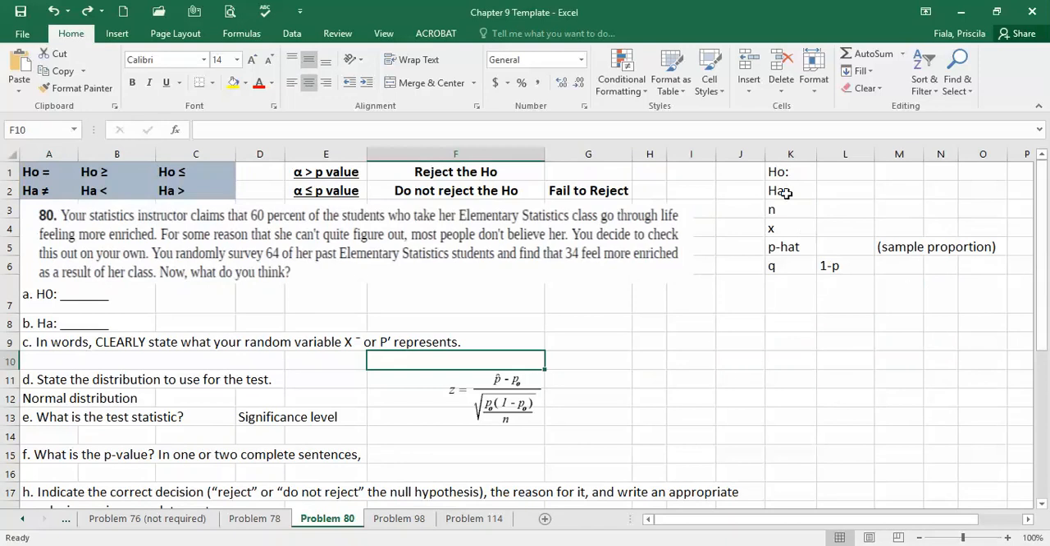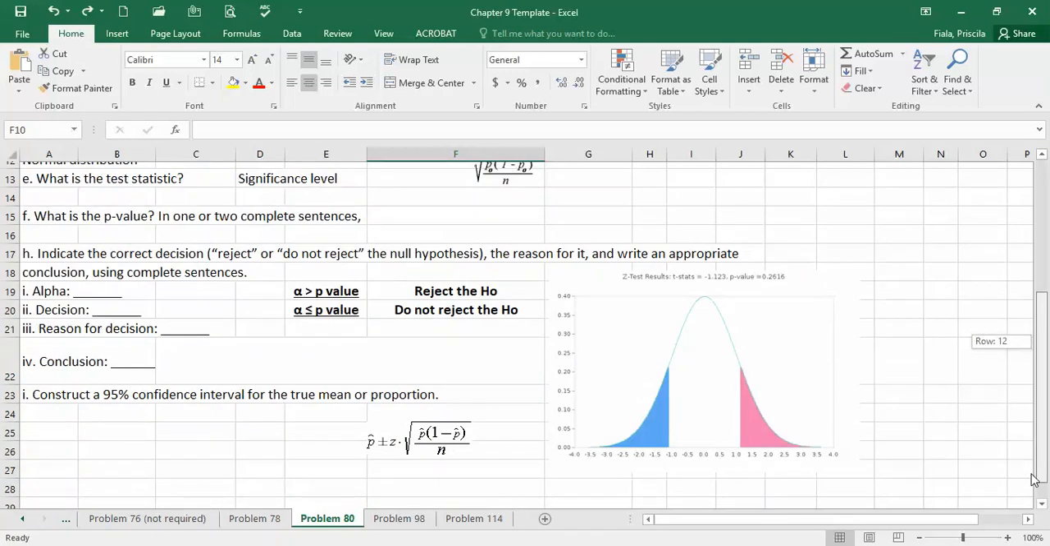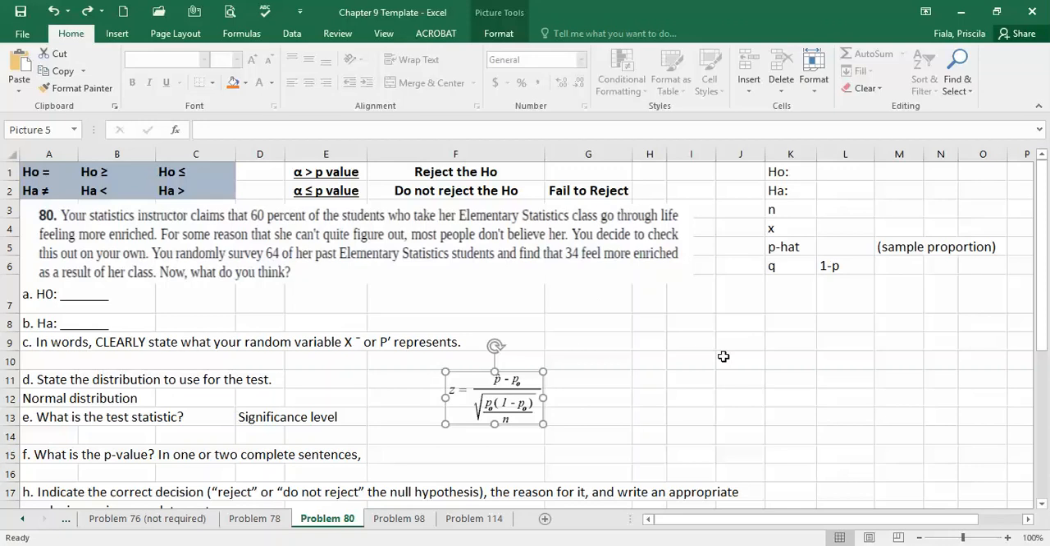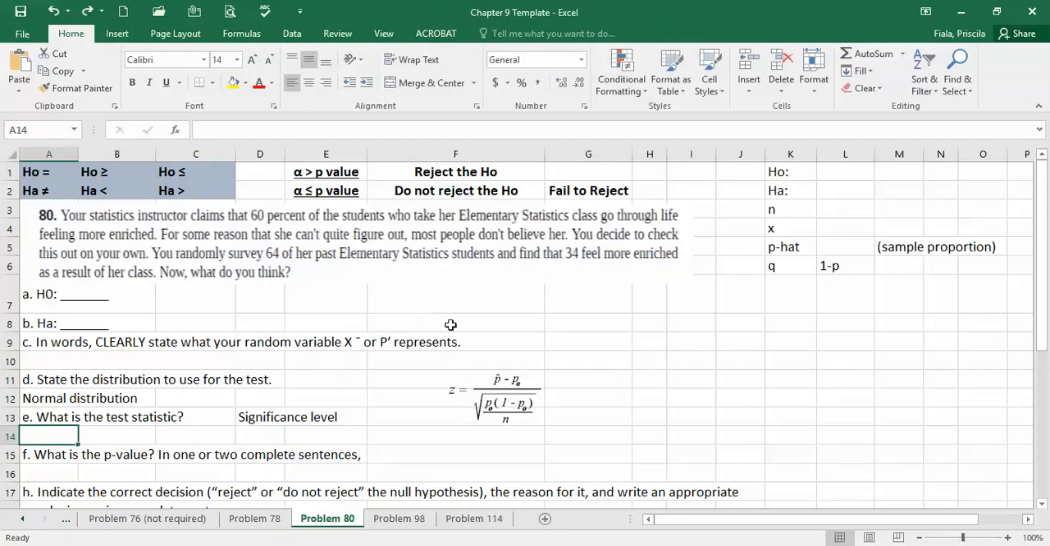I have put in here all the variables and the formulas that you're going to need for this problem, as you're going to be working with proportion. And right here, when you read the problem, you're going to determine that you're going to be working with a normal distribution. I'm going to explain that. Therefore, I put the formula here to calculate your test statistic and your p-value.